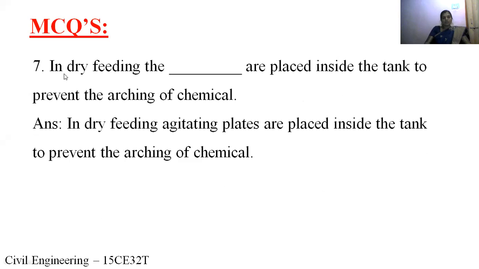Next question. In dry feeding, the what are placed inside the tank to prevent the arching of chemical? Arching means cake formation. In dry feeding, the agitating plates are provided inside the tank to prevent the formation of cakes or lumps of the chemicals, or to prevent the arching of chemicals. These agitating plates are provided in the dry feeding devices.